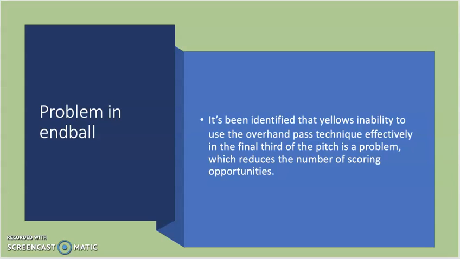So, through my notational analysis, I identified the problem in netball. The problem I've identified for the yellows in the game of netball is that yellow's inability to use the overhand pass technique effectively in the final third of the pitch is a problem, which reduces the number of scoring opportunities.